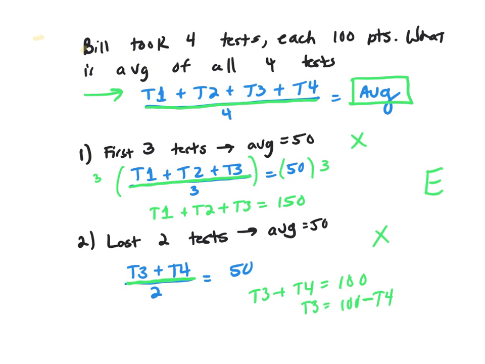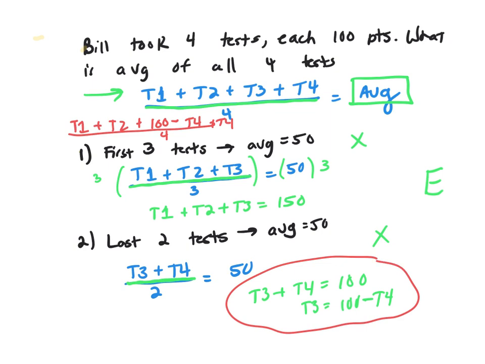We know that I have T1 plus T2 plus T3. Another name for T3 is 100 minus T4. And then I have plus T4 all over 4. I still have these other variables, T1, T2, and T4. And if you did the same thing, go back down here and solve for T4 instead of T3 and plug it back in, you still can't get the answer. So the answer is E.